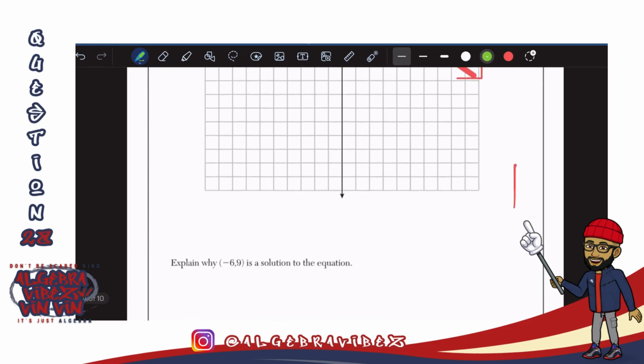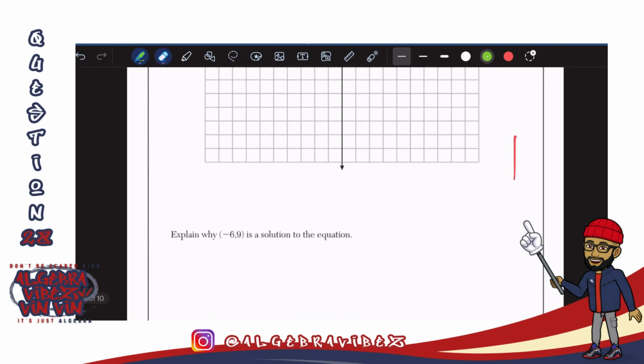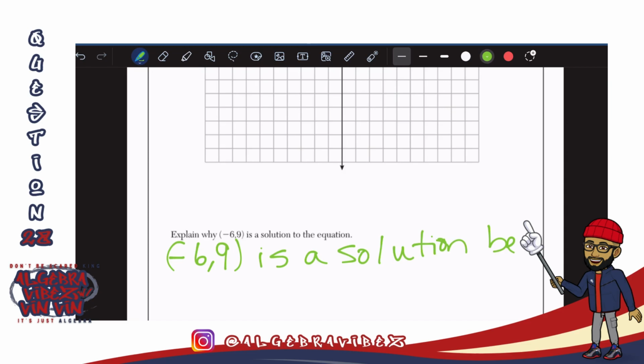Before I write it down, the reason why this is actually a solution is because it lies on the line. So negative 6, 9 is a solution because it lies on the line. That's it. We did it.